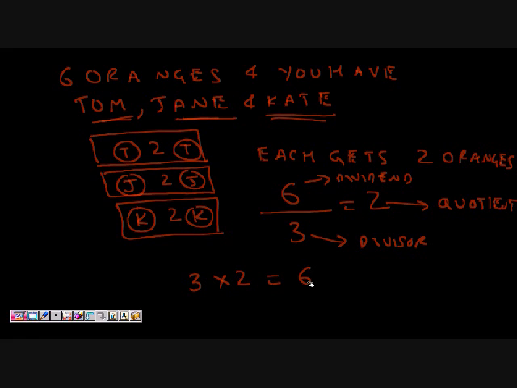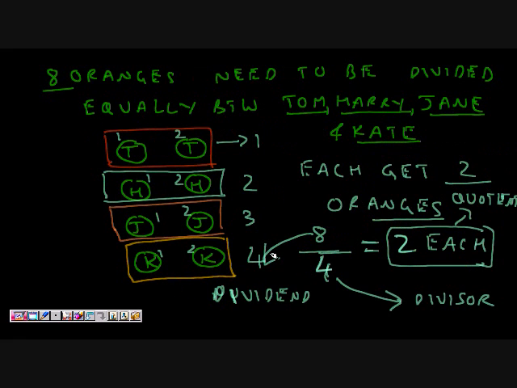In the previous example also, if you multiply the divisor by the quotient, you'll get the dividend. So 4 multiplied by 2 is equal to 8. So as you can see, multiplication and division are related to each other, and multiplication is the inverse of division, or the opposite of division.